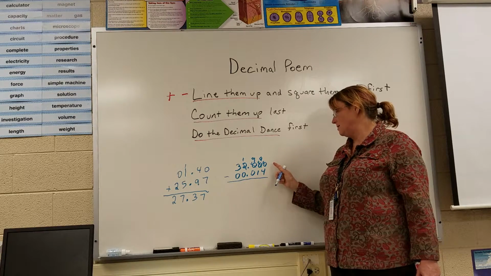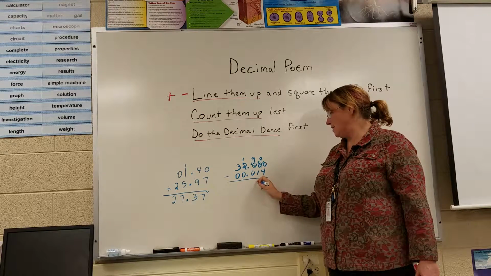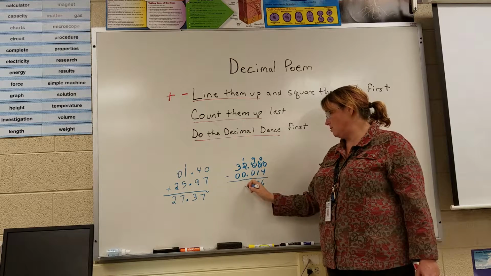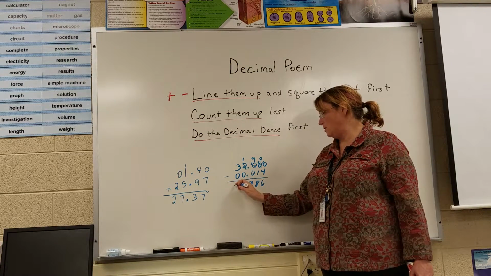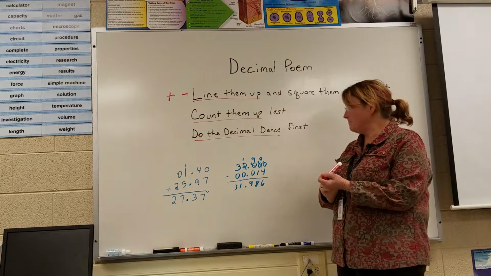Now we can subtract. 10 take away 4 is 6. 9 take away 1 is 8. 9 take away nothing is 9. Decimal point comes down. 1 take away 0 is 1, and 3 take away 0 is 3. That's what lining them up and squaring them out means.